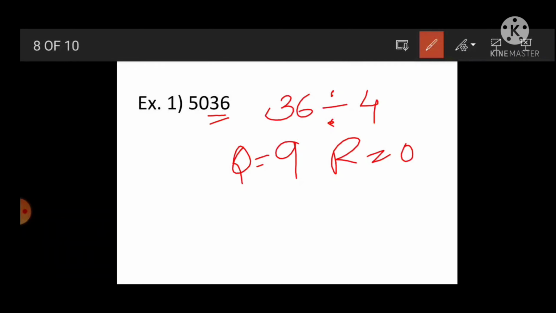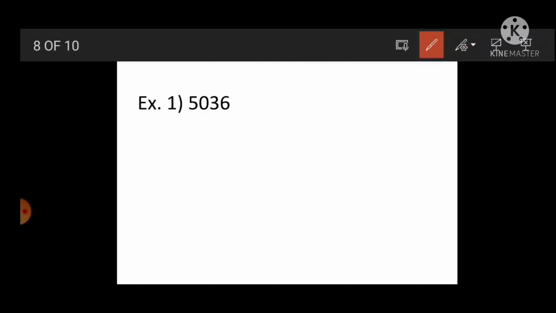5036. According to the test, the last 2 digits, 36, should be divisible by 4. Check: 4 nines are 36, so the quotient will be 9 and the remainder will be 0, meaning 36 is completely divisible by 4. So 5036 is also divisible by 4. See the second example.